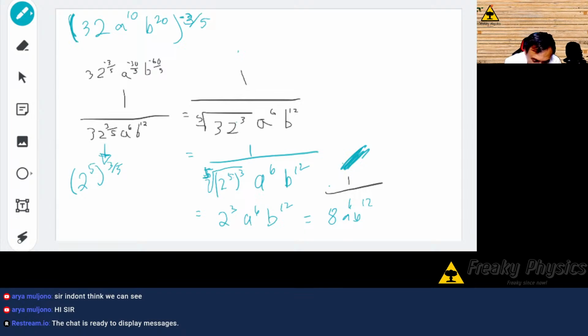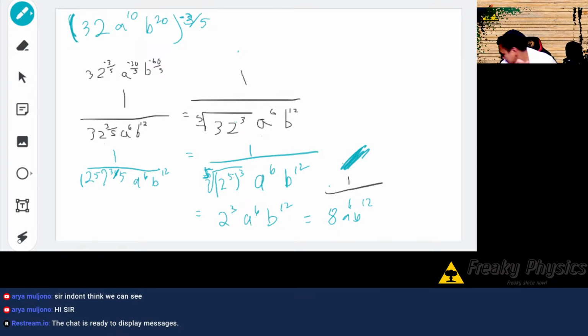Okay, so I'm going to rewrite it here as the whole fraction. So that's going to turn into 1 over 32, which is 2 raised to 5, raised to 3/5, times a raised to 6, b raised to 12, right?